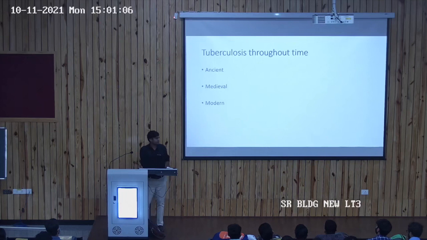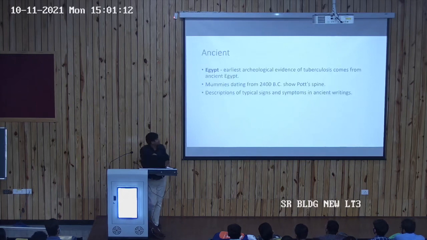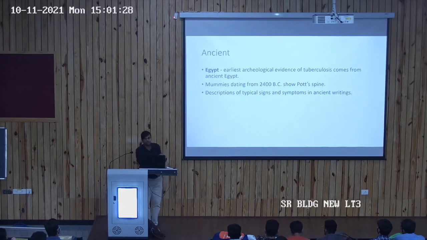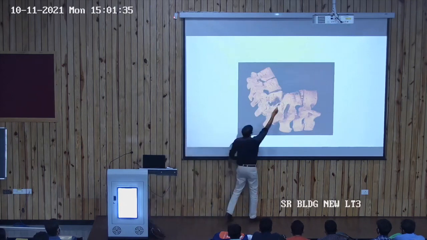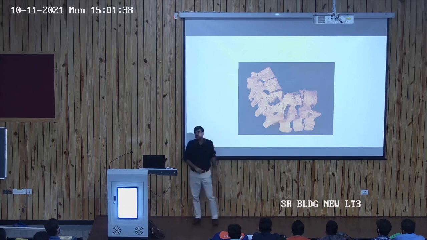So history: tuberculosis has been present throughout history. We can trace it from ancient till modern times. In ancient times, the earliest archaeological evidence of tuberculosis comes from ancient Egypt, where mummies dating from approximately 2400 before Christ show Pott's spine. And descriptions of the typical signs and symptoms of tuberculosis have been given in their ancient writings. So this is a picture taken from that, and as you can see, this area, that is Pott's spine.